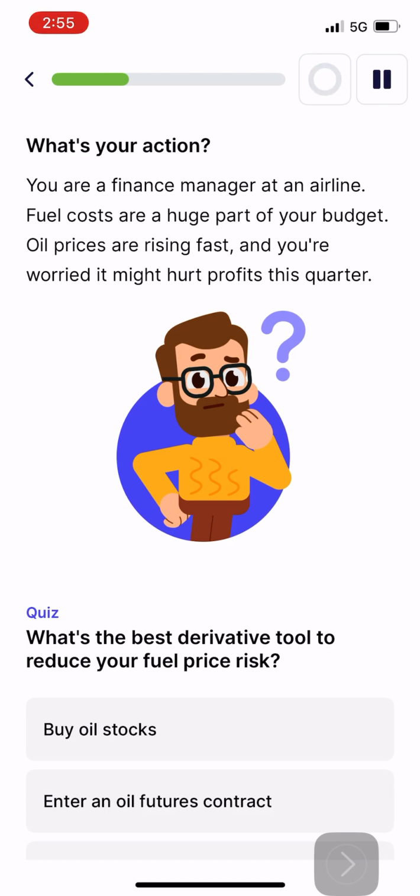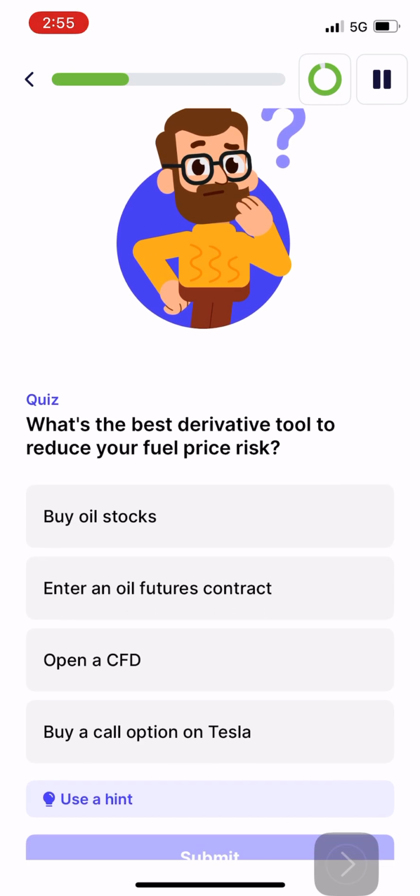Now imagine you're a finance manager at an airline. Fuel costs are a huge part of your budget. Oil prices are rising fast, and you're worried this might hurt profits this quarter. What's the best derivative tool to reduce your fuel price risk? Should you buy oil stocks, enter an oil futures contract, open a CFD, or buy a call option on Tesla?